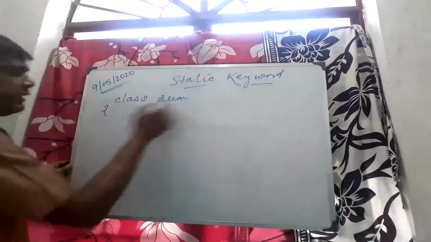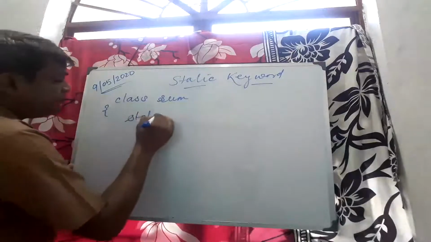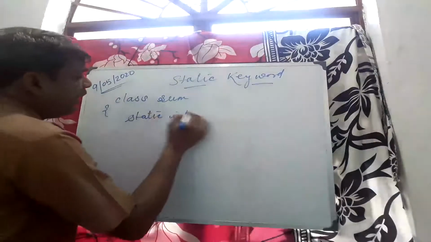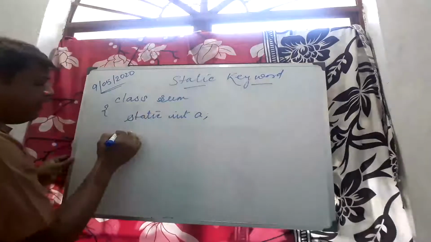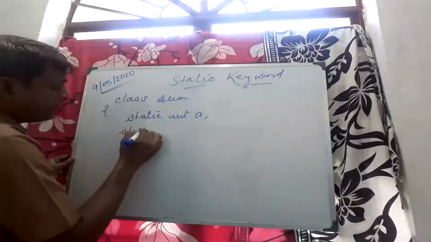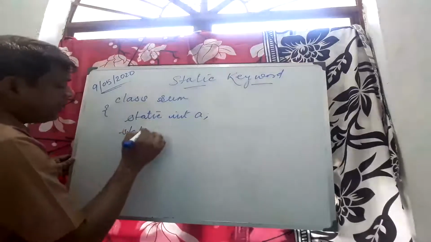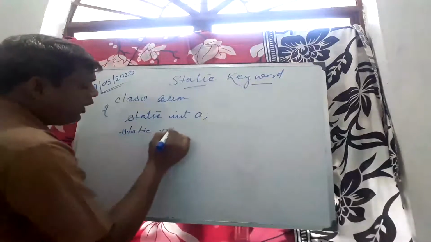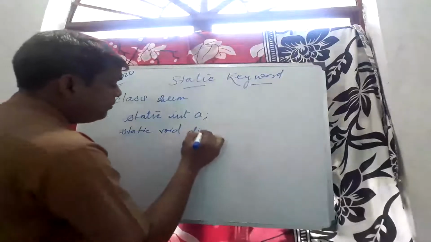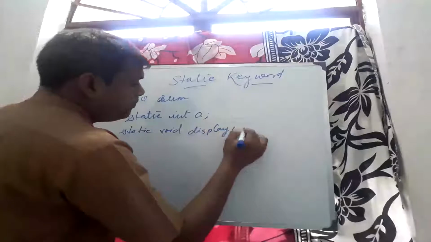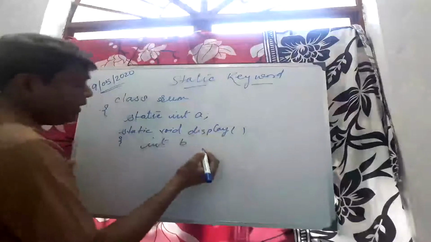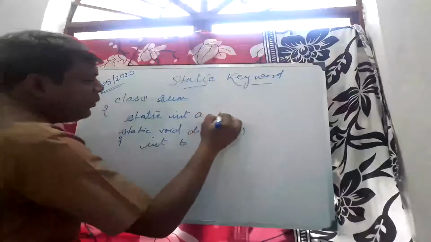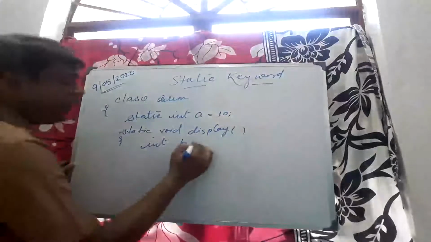So class Sum, now I'm writing static int a. This is my static variable. Clear? Now static int a. Here I am writing static void display. Suppose take a value here, int a equal to 10. Int b equal to 50.